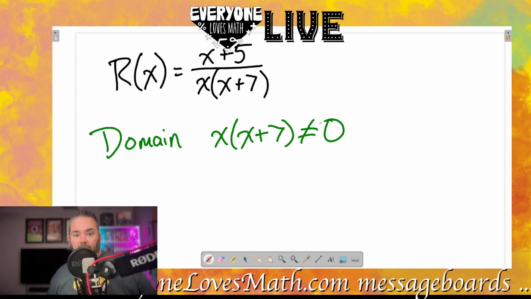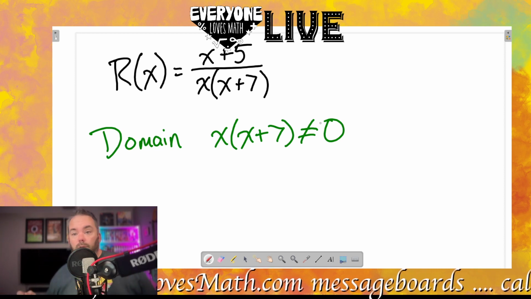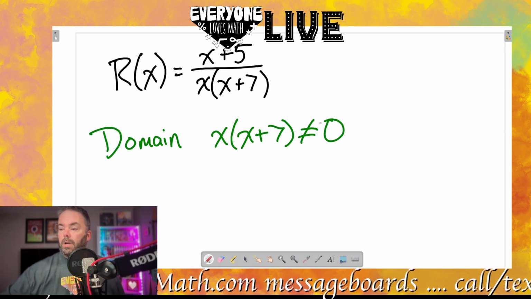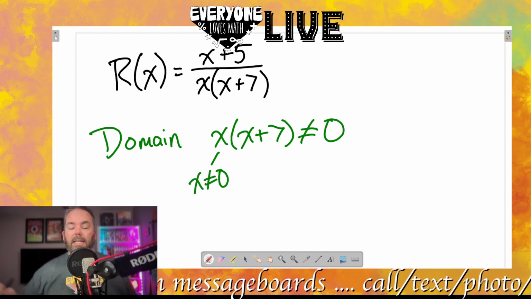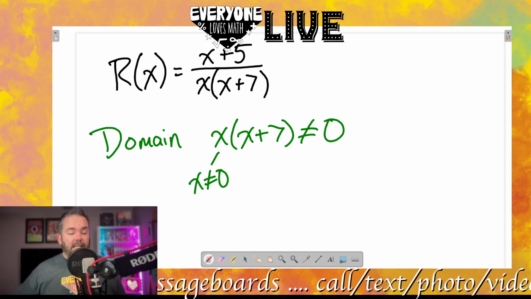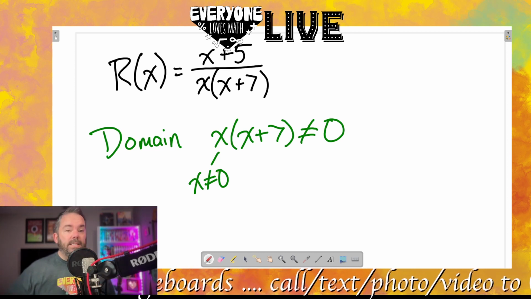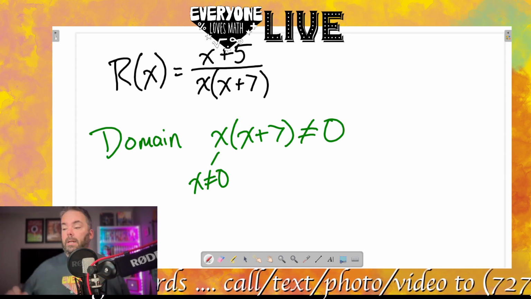We got to make sure that that happens. So there are actually two numbers that make the denominator 0. One of them is if x itself is 0. Can't let that happen. Because if x itself is 0, then we would have 0 times 7. That would be a 0 in the denominator.